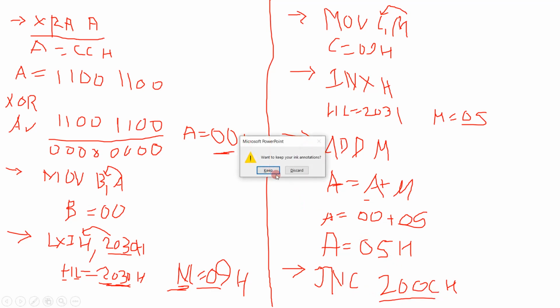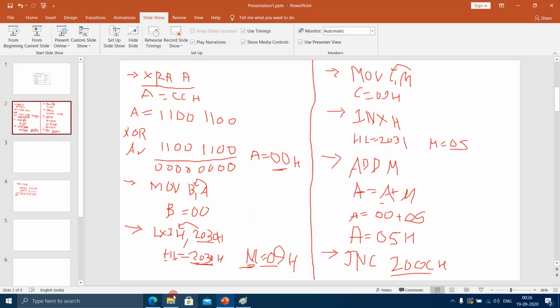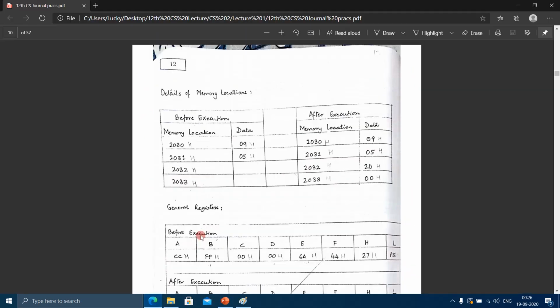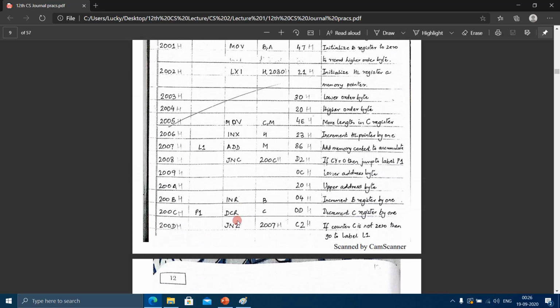So when you check here, at location 200C, what is there? We were here. JNC, jump on not carry. When carry is not present, jump to location 200C. So from here it will jump to location 200C.